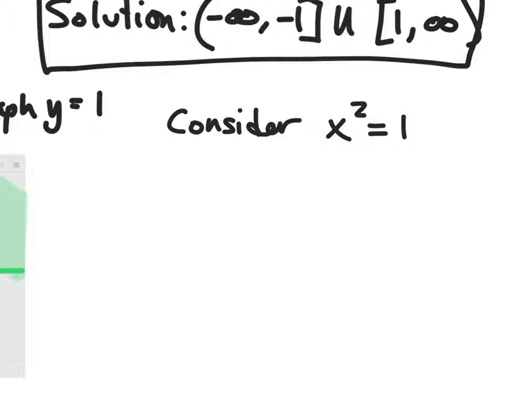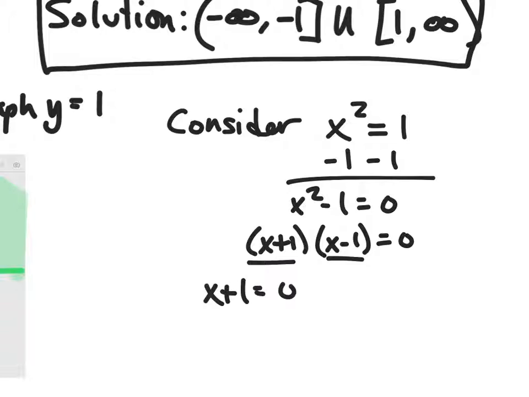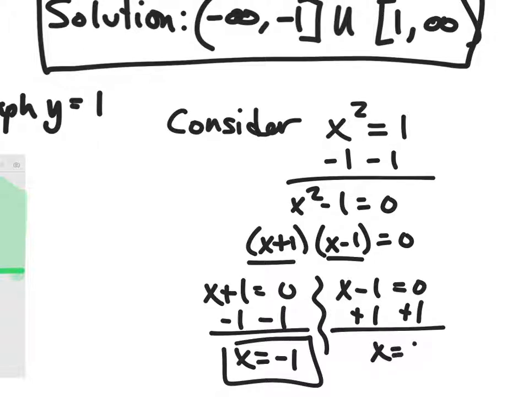We can solve this a number of ways. I could subtract 1 from both sides and we get x squared minus 1 equals 0. This factors to (x plus 1)(x minus 1) equals 0. So I set each of my factors equal to 0: x plus 1 equals 0 and x minus 1 equals 0. Subtract 1 from both sides, I get x equals negative 1, and then add 1 to both sides, and I get x equals positive 1. So those are my values.